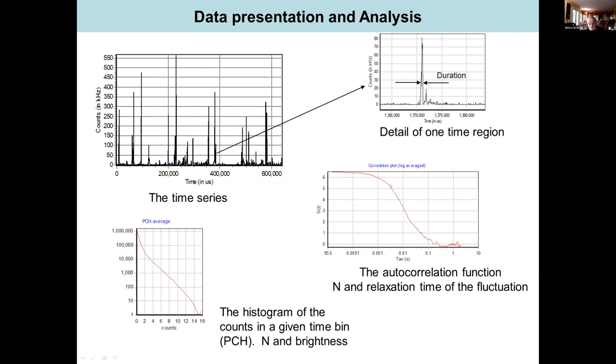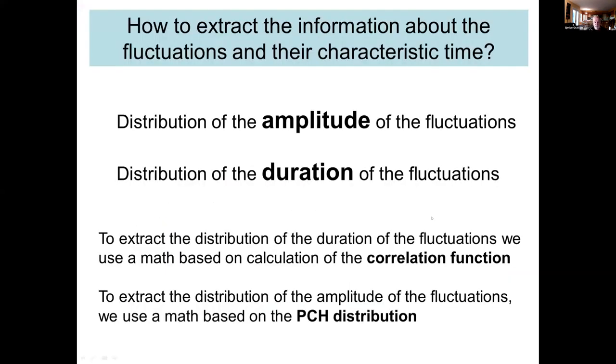And both quantities are available in the measurement, and we will measure both quantities. So there are two things that we can measure. One is the distribution of the amplitude of the fluctuation, that we have to understand what it is, and the distribution of the duration of the fluctuation.